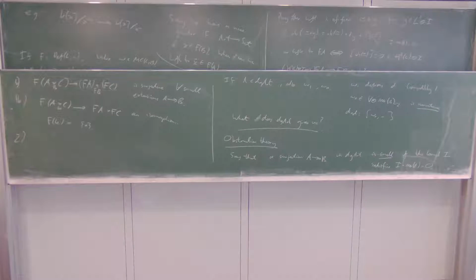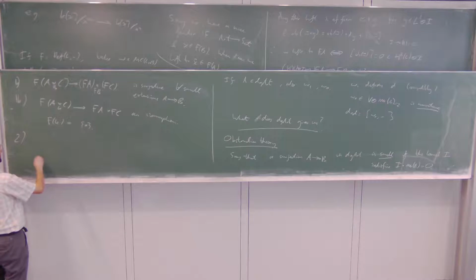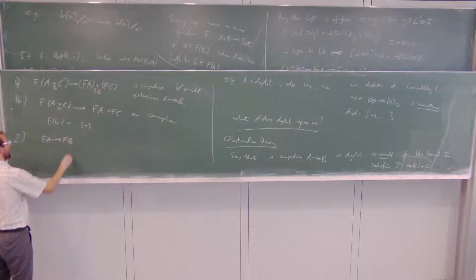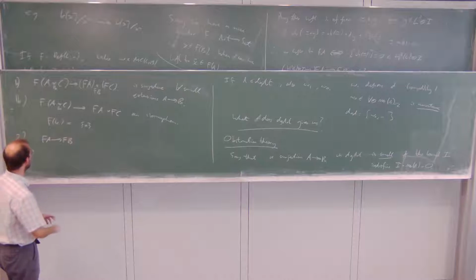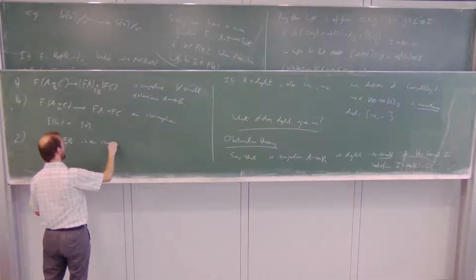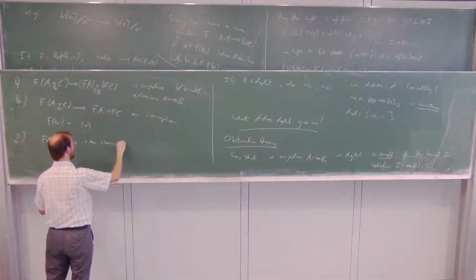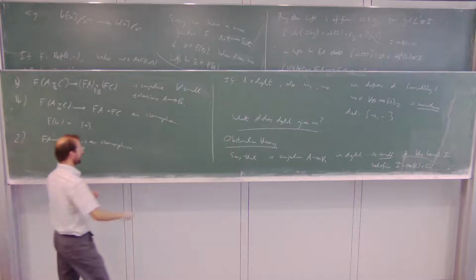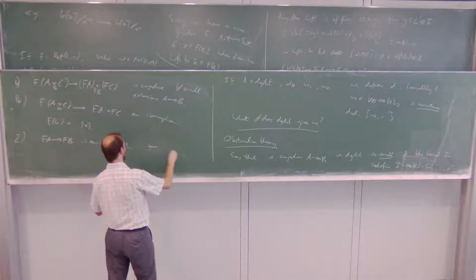And then, so that's the first set of conditions, which are recognised as being very similar to Schlessinger's conditions. And then the second condition is that F of A to F of B is an isomorphism for acyclic small extensions.